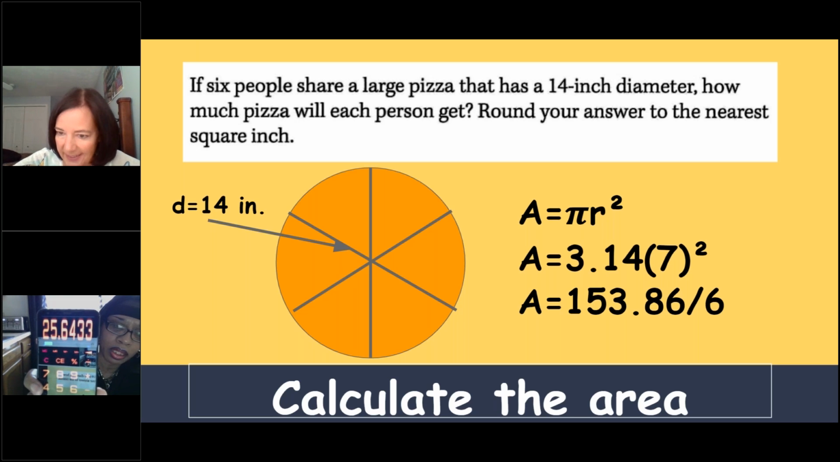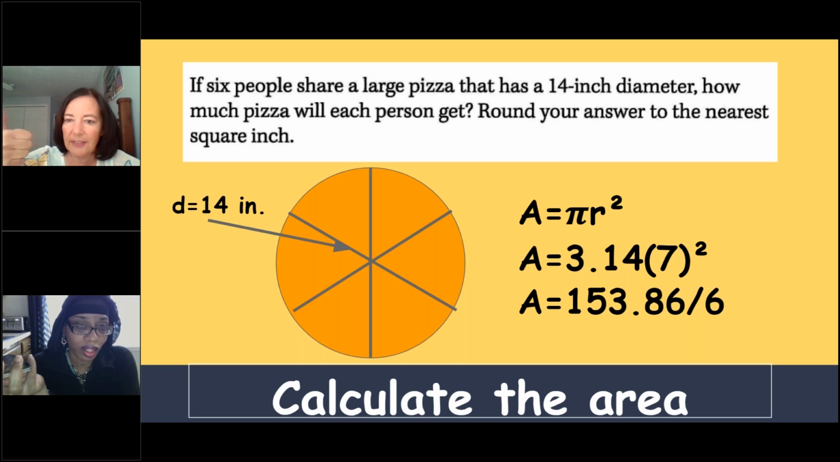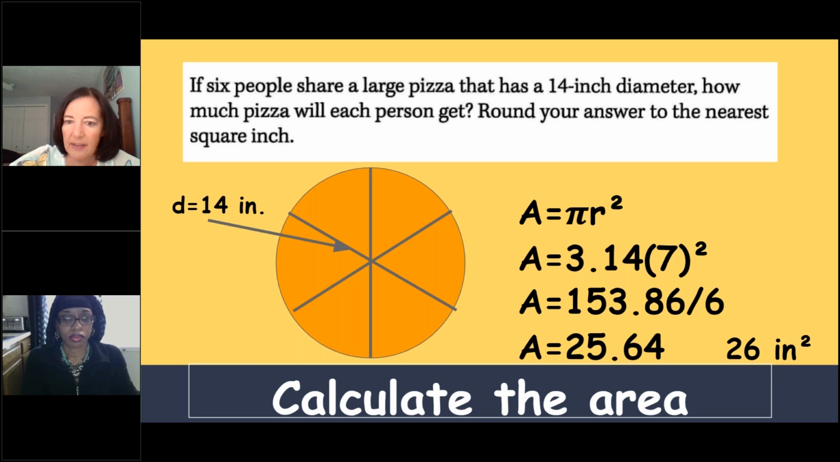Perfect. Maybe they get 26 square inches? That's it. Let me just double check the math. 26 inches squared. That was perfect, Lana. Tashana, did you kind of figure out what we were doing on that one? Yes. Okay, good.